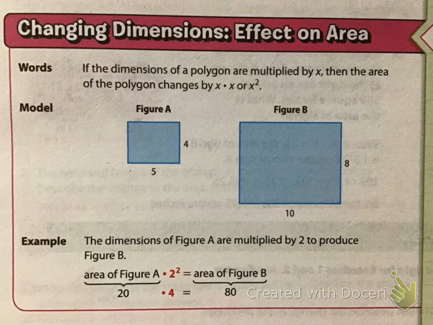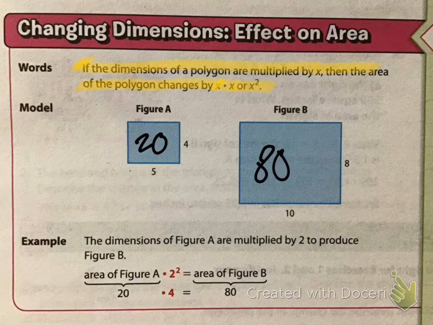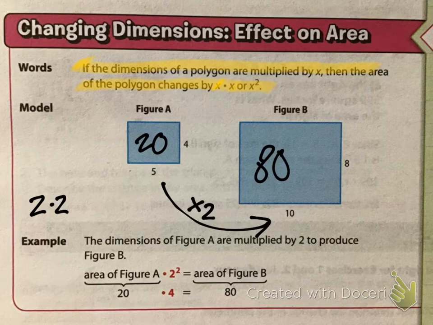Here's the last one. If the dimensions of a polygon are multiplied by x, then the area of the polygon changes by x times x or x squared. As such, what is the area of figure 1, Adriana? Perfect, it's 20. And what's the area of figure 2, Michelle? Perfect, it's 80. And as we see, what we did here to go from 5 to 10, we doubled it. So our dimensions are going to be times 2 times 2 because it's x times x. 2 times 2 is 4.